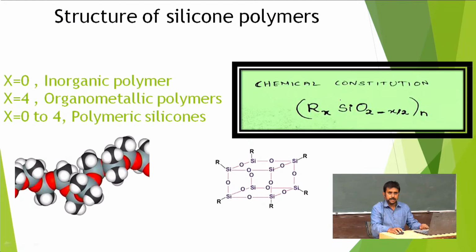The common chemical formula is RxSiO(2-x/2)n, where if x is 0, it is an inorganic polymer. If x is 4, it goes to organometallic polymer. If x is 0 to 4, it goes to polymeric silicones. So it could depend upon different types of constitution and different types of side chains.